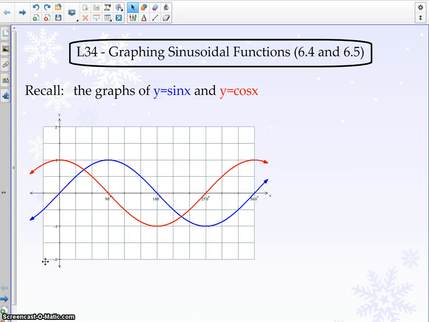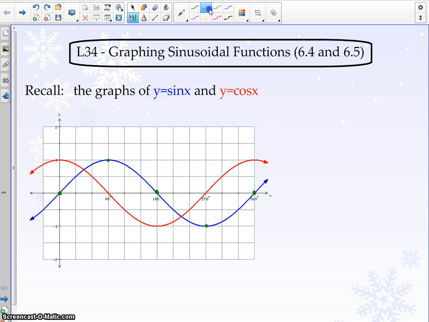Alright, so last lesson we looked at graphing transformations of y equals sine x and y equals cosine x, and we did so by taking some key points that were on the parent function. So if we looked at sine x, we looked at (0, 0), (90 degrees, 1), (180, 0), (270, negative 1), and (360, 0). And we transform those points using a mapping rule to give us image points on a new graph, which we could then use to create our transformed function.